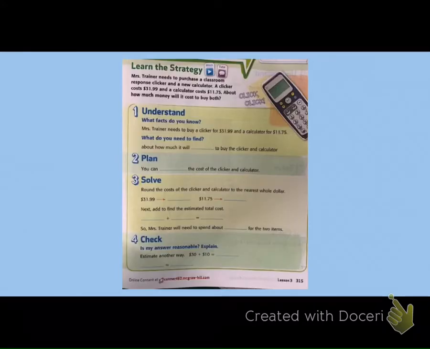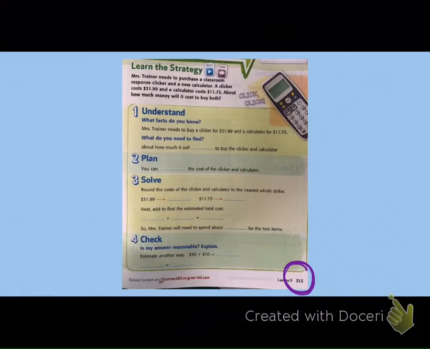Go ahead and open your book, if you would, please. I'm going to open it up to page 315. I'm going to use a purple marker today. So go ahead. The page number is right there on the bottom. All right, so let's go ahead and take a look at our problem here.